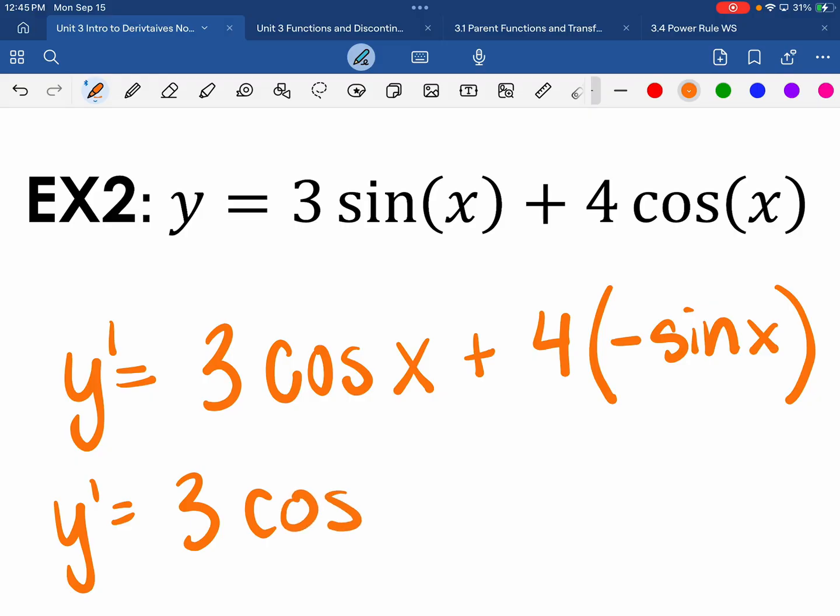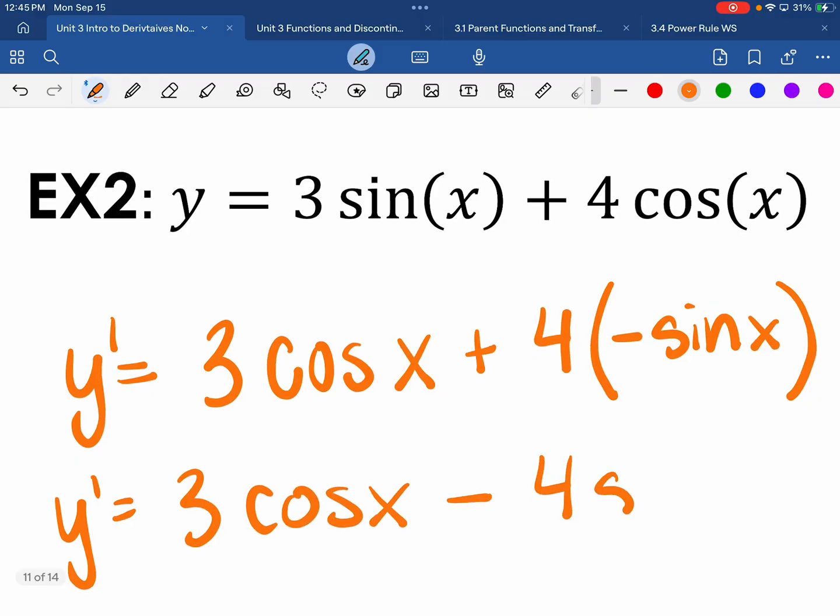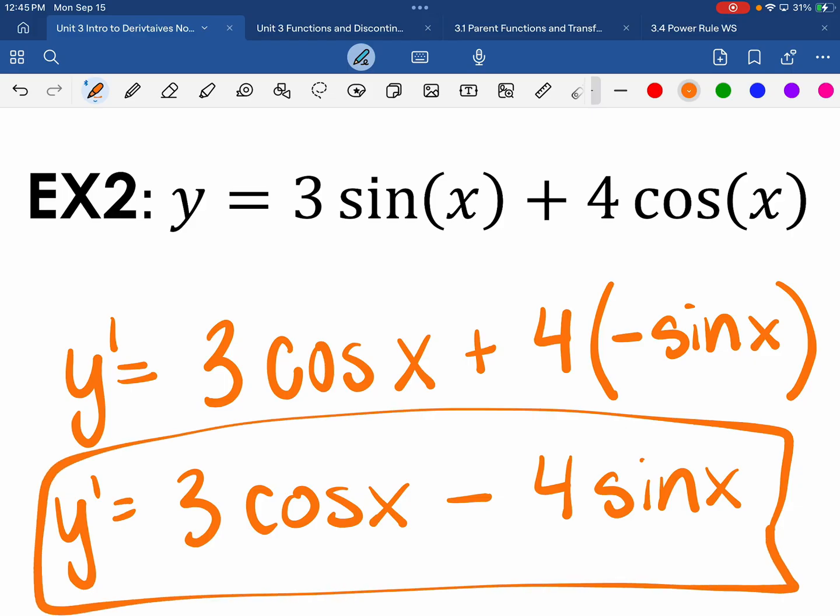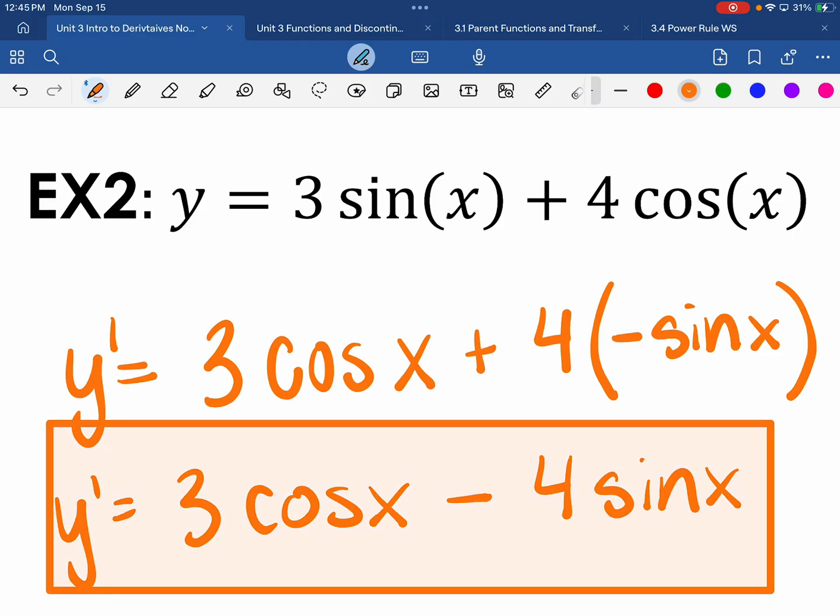So if you want to skip to this step right here, that is totally fine. That's just your answer. Yes, the derivative is your answer.